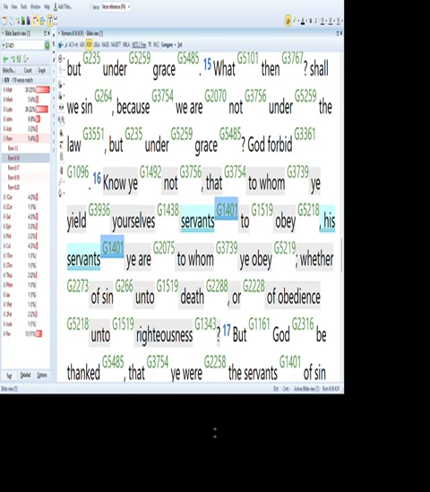I don't want to get off the subject or anything, but it's not really off the subject, but it's in another book. Can you click on Acts real quick, please? Sure.